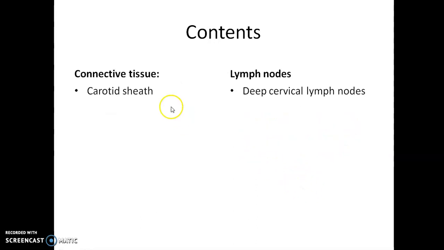Come to the other contents, the connective tissue. The connective tissue which is encircling the common carotid and internal carotid artery, the IJV, internal jugular vein, and the vagus nerve is called the carotid sheath. The lymph nodes which are along this internal jugular vein are termed the deep cervical group of lymph nodes, deep in the neck.